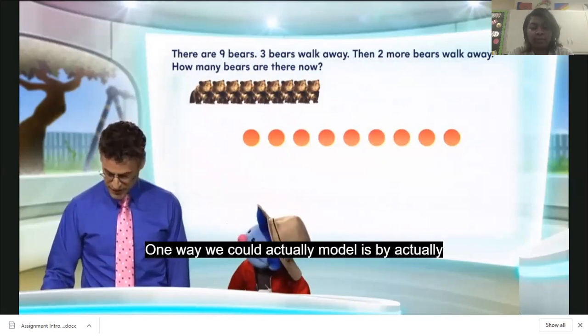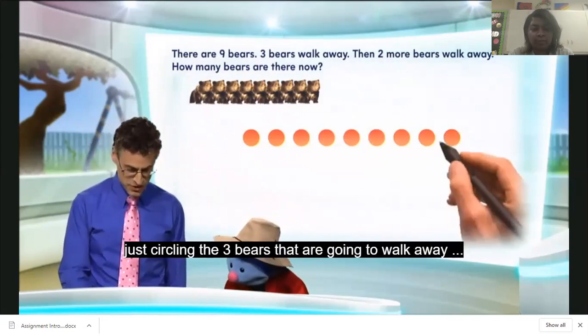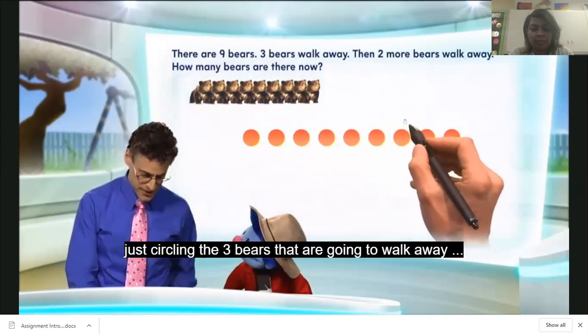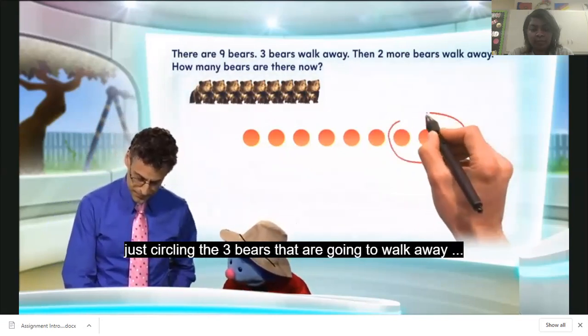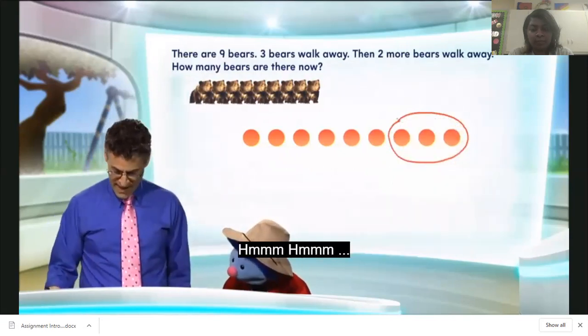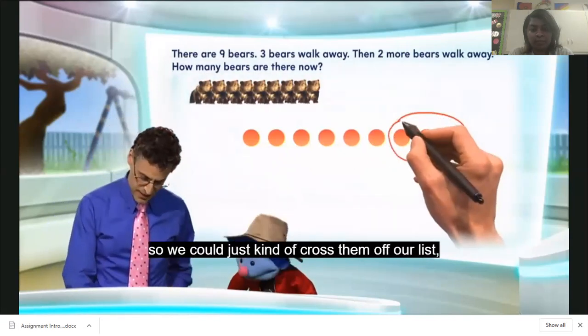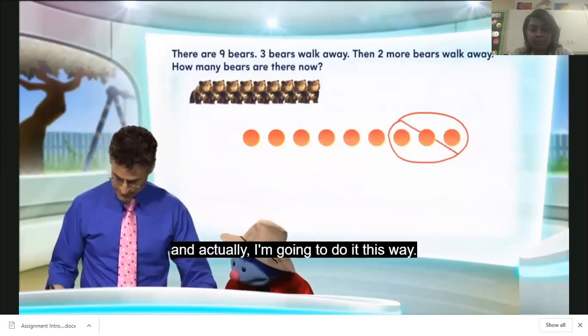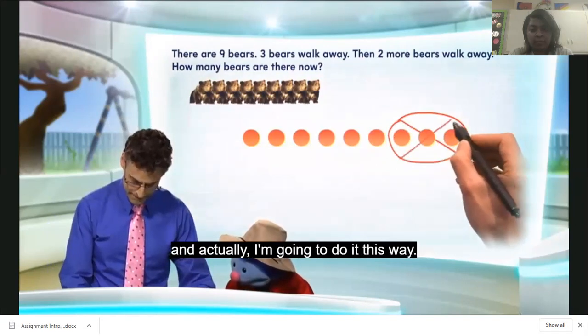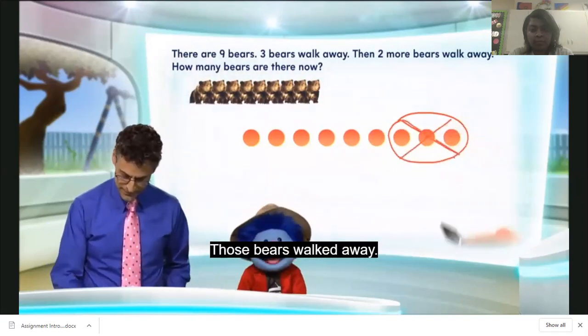One way we can actually model this is by actually just circling the 3 bears that are going to walk away, and then just throwing them away. So we can just kind of cross them off our list. And actually, I'm going to do it this way. Those bears walked away. Exactly.